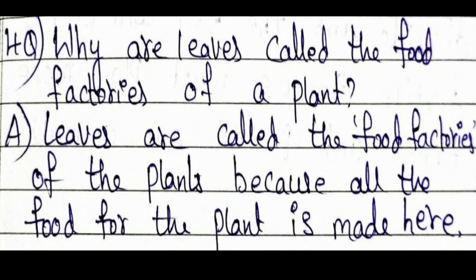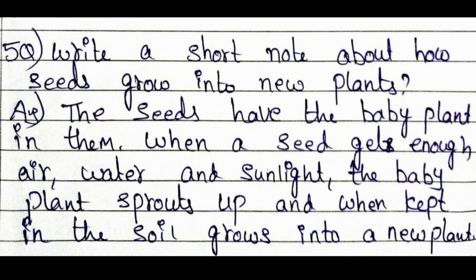Fourth question. Why are leaves called the food factories of a plant? Leaves are called the food factories of the plants because all the food for the plant is made here. Fifth question. Write a short note about how seeds grow into a new plant. The seeds have the baby plant in them. When a seed gets enough air, water, and sunlight, the baby plant sprouts up and, when kept in the soil, grows into a new plant.